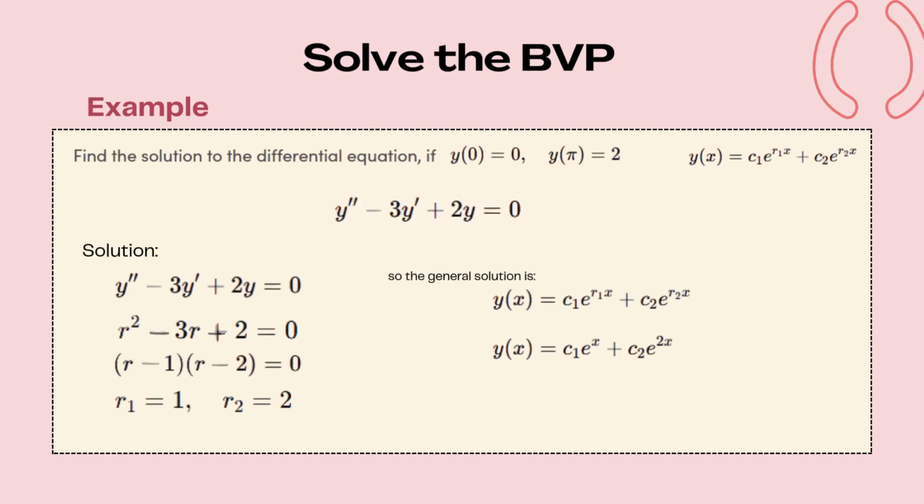The solution is to copy the equation, and the derivatives become powers of r. So r squared minus 3r plus 2 is equal to 0. R minus 1 times r minus 2 is equal to 0. The value of r sub 1 is equal to 1 and r sub 2 is equal to 2. To solve, the general equation is y of x equals c1 e raised to r1x plus c2 e raised to r2x. Y of x equals c1 e raised to x plus c2 e raised to 2x.